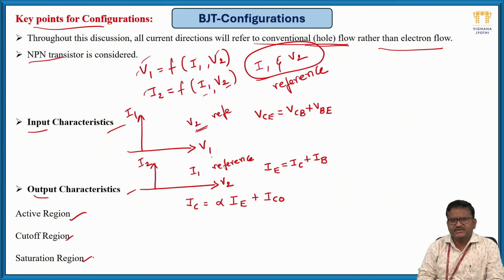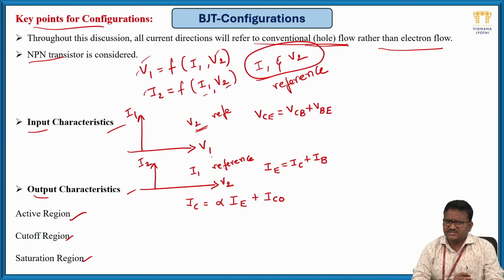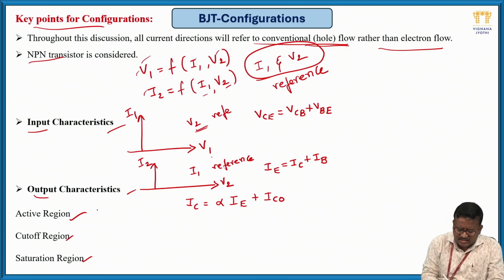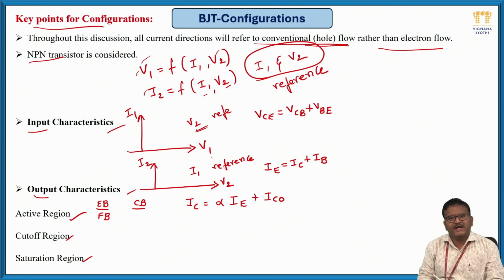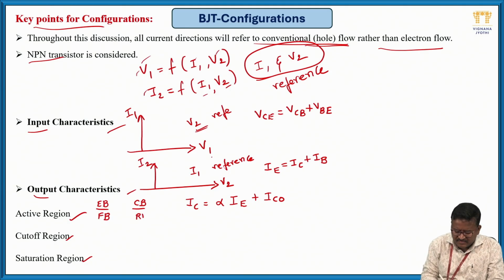Active region: as we know, the transistor has two junctions, the emitter base junction as one junction and the collector base junction as the next one. Active region means the emitter base junction is forward biased and the collector base junction is reverse biased, so that the transistor acts as an amplifier.